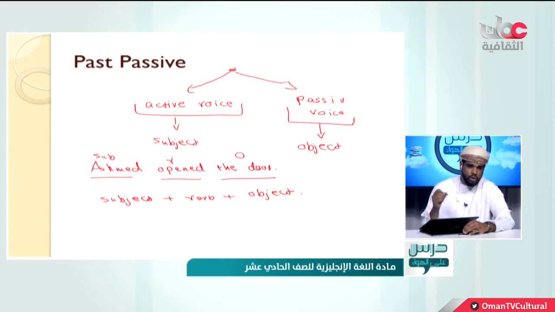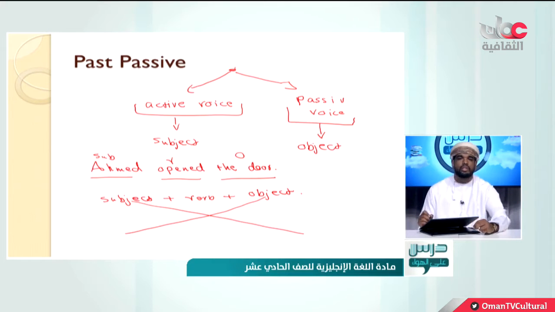All right, what do we have to do with the passive voice? As we said, passive voice focuses more on the object. We care more about the object. We don't care about the subject. We don't care about the one who did the action. So it will be like this. The object will be the first thing at the beginning of the sentence, and the subject will be at the end of the sentence. All right.